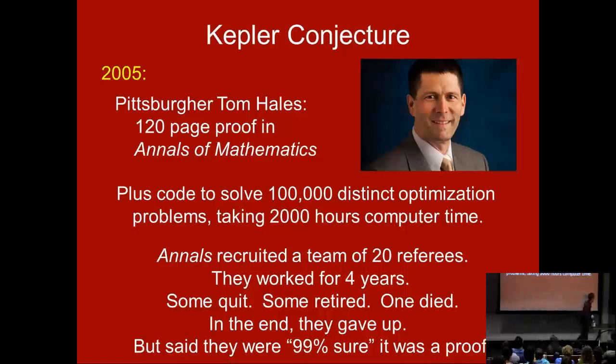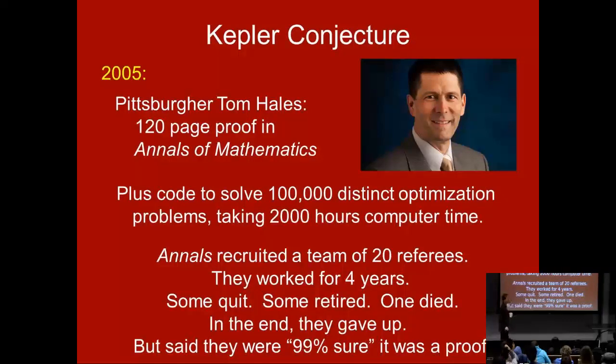They faced sort of the same dilemma. But actually, the Annals of Mathematics was very heroic. They got a team together of 20 referees. Usually, if you write a paper, there are 3 referees, so they got 20. They worked on it for 4 years, trying to check his work. Again, usually maybe 6 months is how long the referees might take, so they did 4 years. Some quit, some retired. One of them died. And in the end, they gave up. They published it, and they were like, we're 99% sure it's a proof, but you're supposed to check things or duplicate things in science, right? And they're like, we couldn't do it.